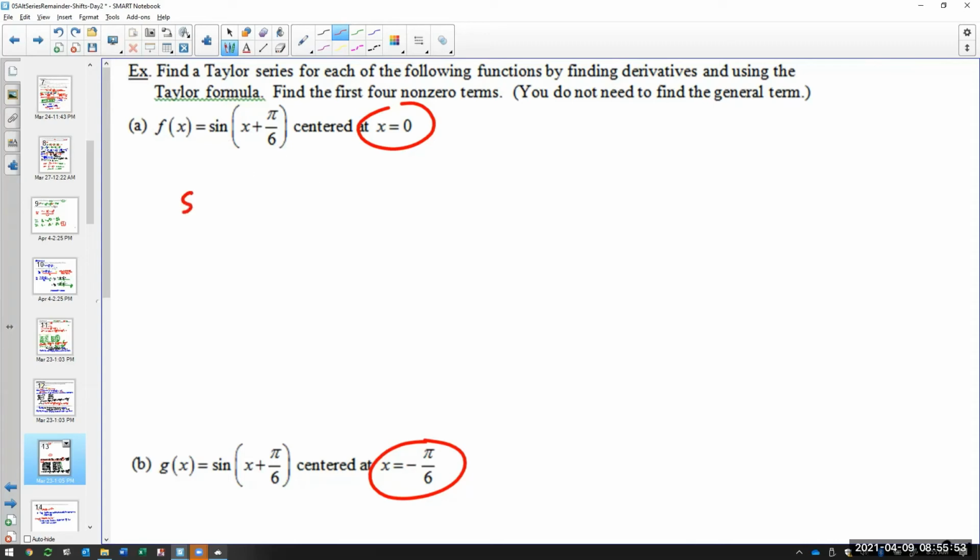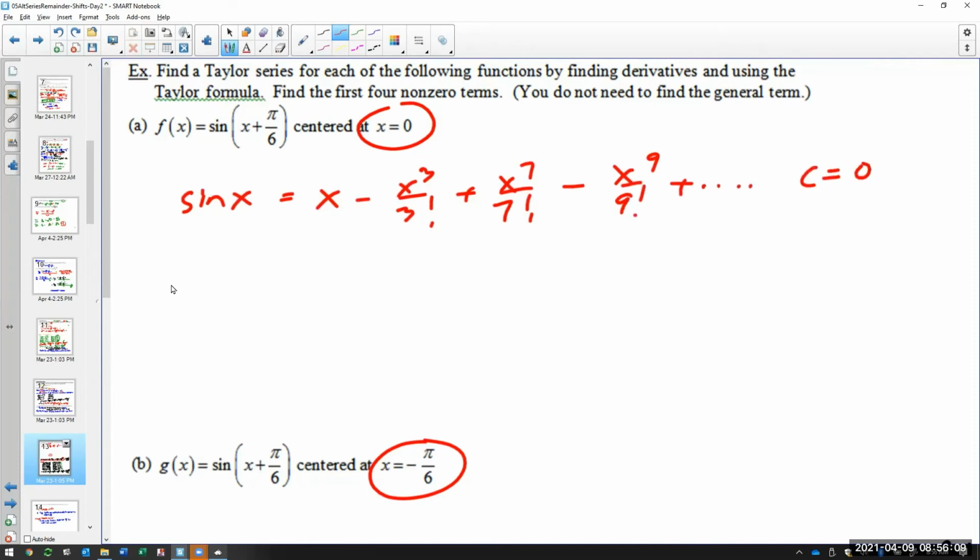Okay, because I know sine x. I know that series, that Taylor series. That's x minus x cubed over 3 factorial plus x to the 5th over 5 factorial minus x to the 7th over 7 factorial, and so on. This center is 0. And what I want to do is I want to know sine. Yes. Oh, thank you. Okay. So let me just change. I don't think I have to go that far, so I'll change these to 5 and 7. Okay, thank you for pointing that out.